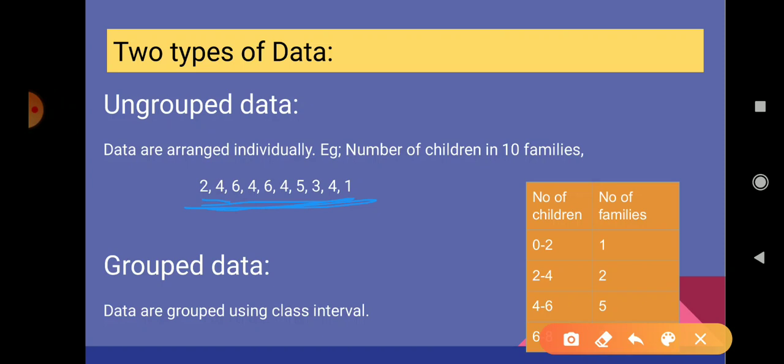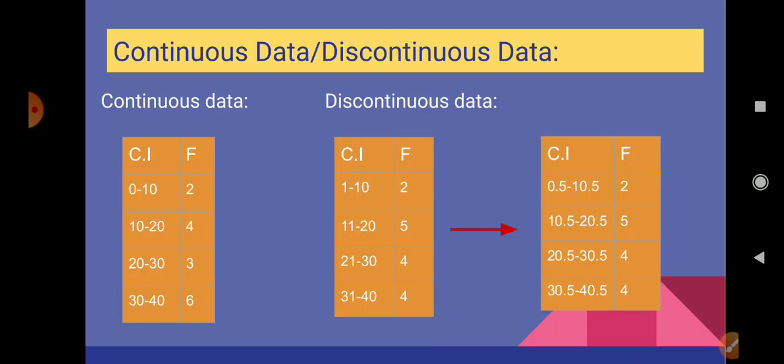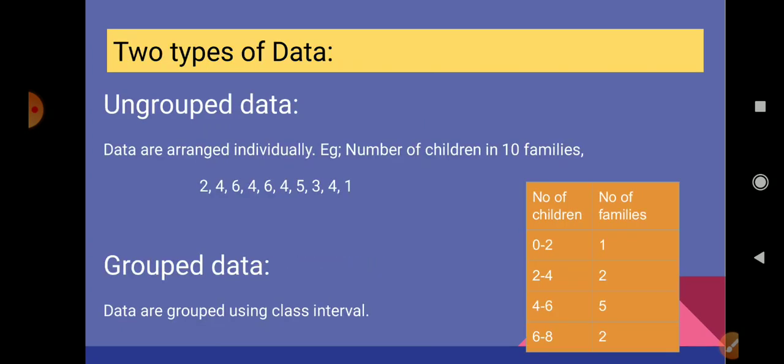But grouped data are grouped using class intervals. Look at the table: number of children, number of families. Here the number of children is from 0 to 2. And remember, as we told you in 9th standard, if you are converting them into a class interval, we are not considering the upper limit. Observe here, the class interval is 0 to 2. Here we are going to consider 0 but not 2.